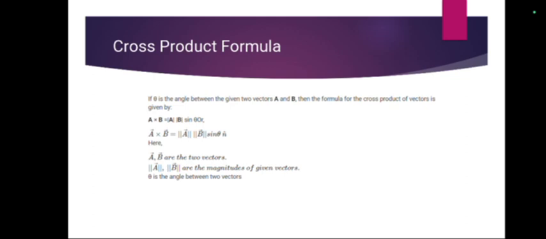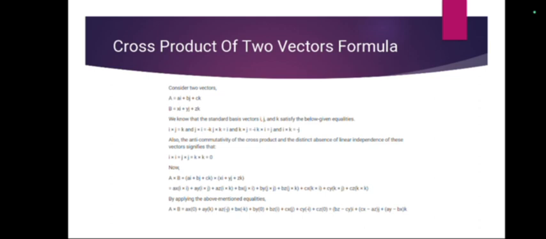Cross product formula. If theta is the angle between the given two vectors A and B, then the formula of the cross product of vectors is given by A cross B equal to determinant A into determinant B into sine theta, or A cross B equal to modulus A into modulus B sine theta n cap, where A and B are the two vectors and mod A and mod B are the magnitude of the given vectors. Theta is the angle between the two vectors. The n cap is a unit vector perpendicular to the plane containing the given two vectors in the direction given by the right hand rule.